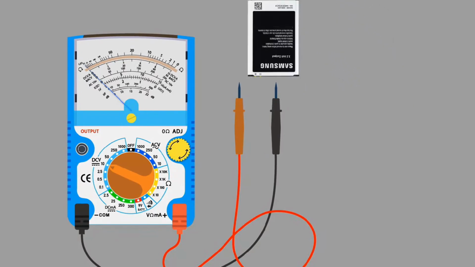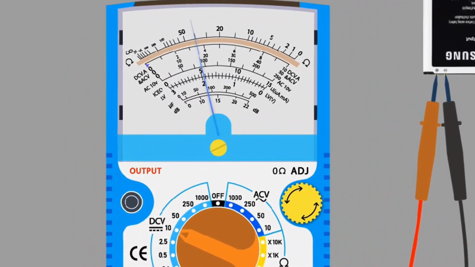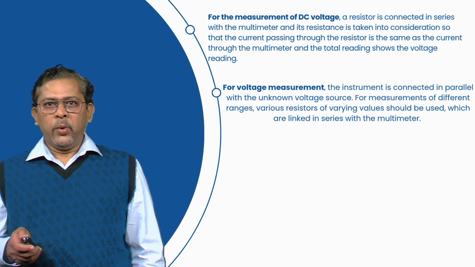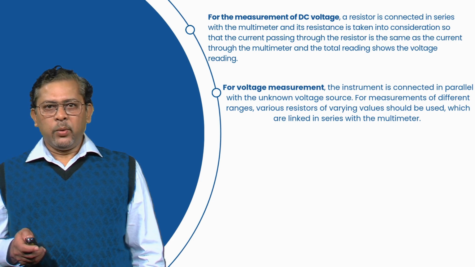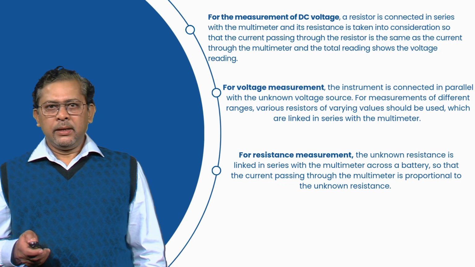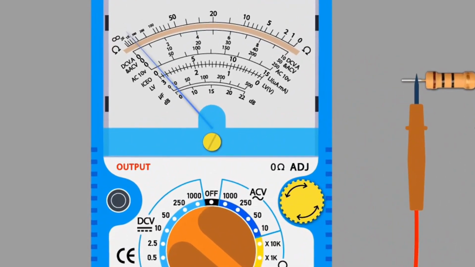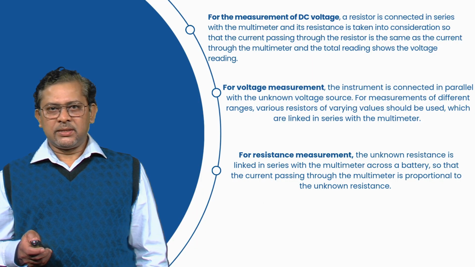For measurements of different ranges, various resistors of varying values should be used, which are linked in series with the multimeter. Now, for resistance measurement, a resistor is linked in series with the multimeter across a battery so that the current passing through the multimeter is proportional to the unknown resistance.